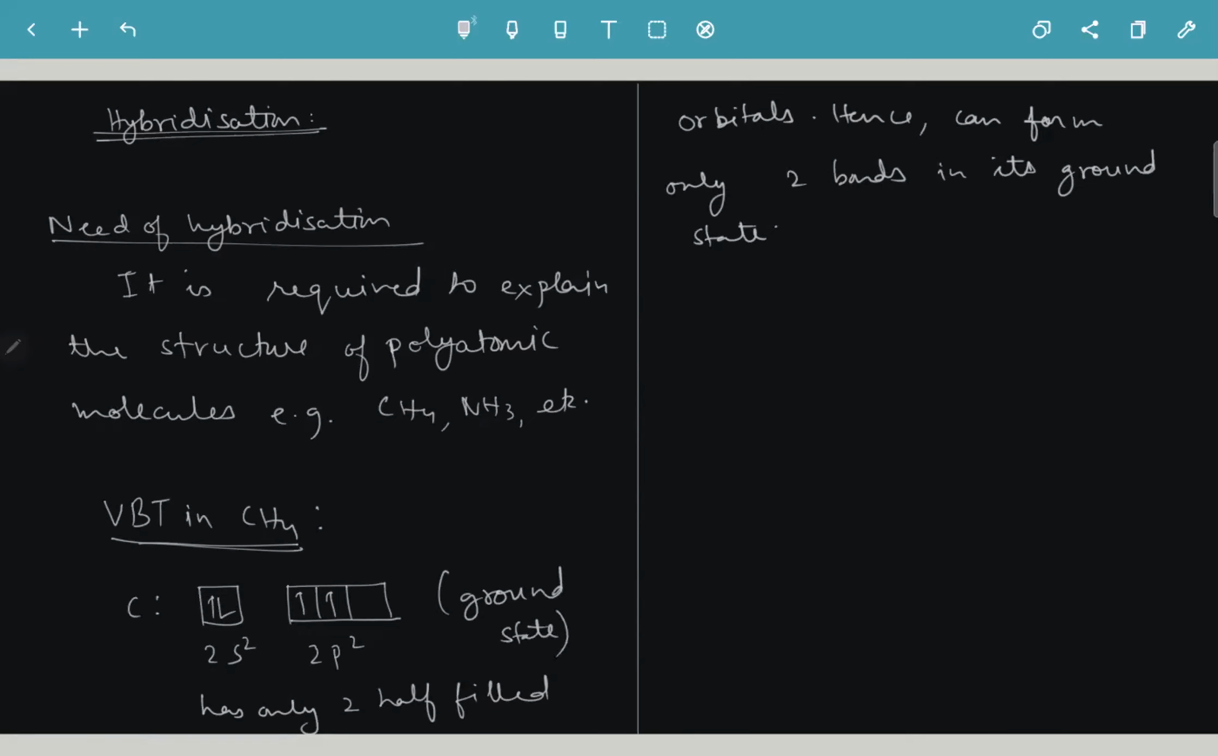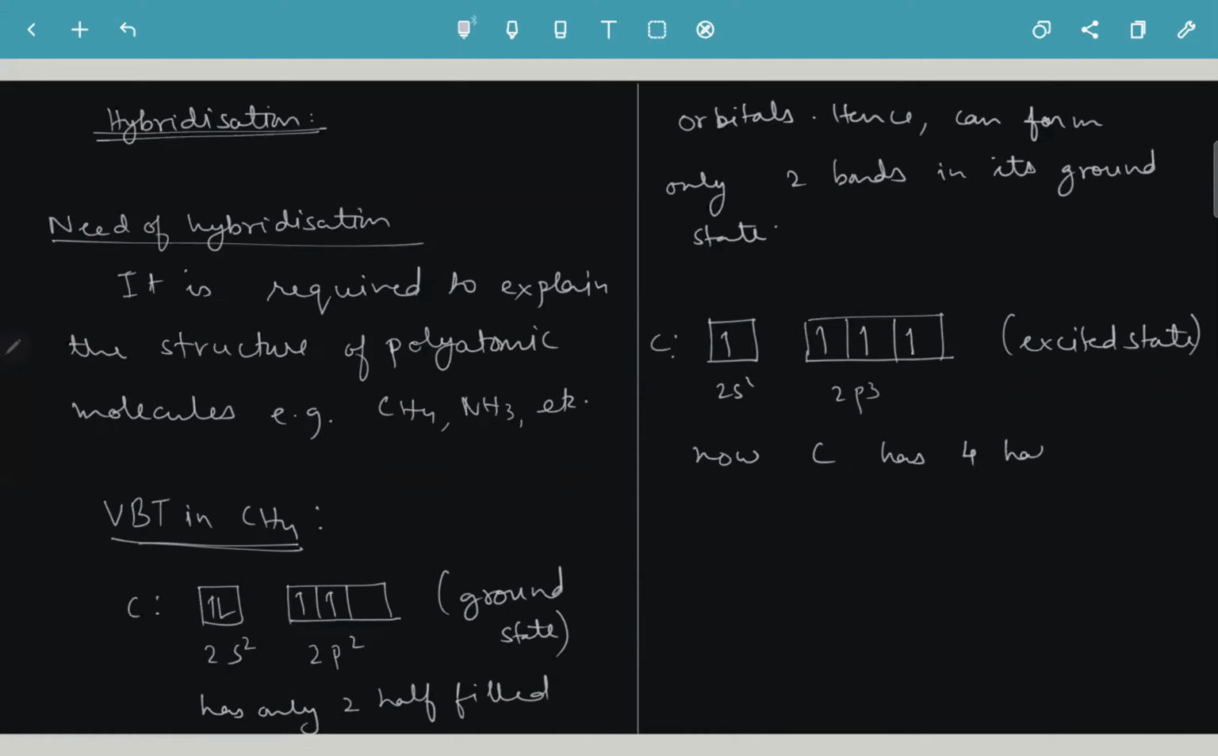In the excited state, an electron from 2s can be excited to 2p. This is carbon in the excited state, 2s1, 2p3. Now carbon has four half-filled orbitals. It can form four covalent bonds.